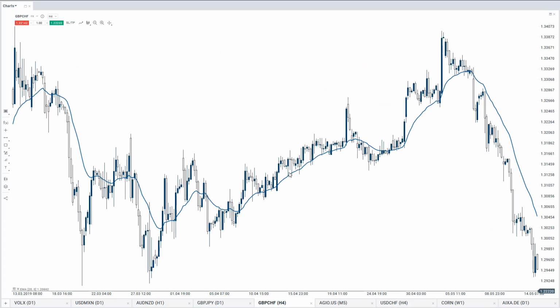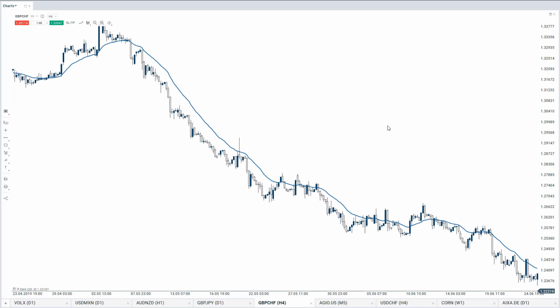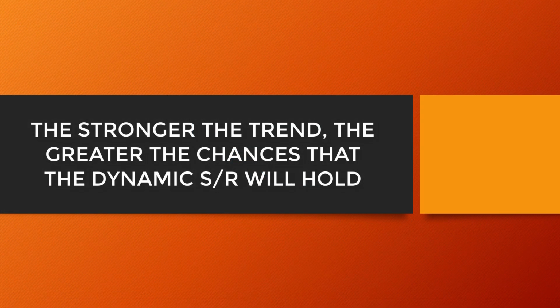Here, it's hugging it a little more, so it's not quite a strong momentum move, but it's holding because we're in a strong trend. So super important to understand that as long as we're holding that relationship, we want to be trading with that side of the market as much as possible. And the stronger the trend, the greater the chances that this is going to hold.